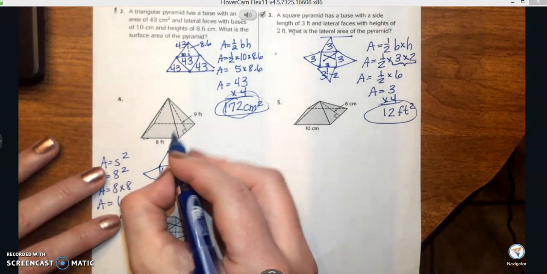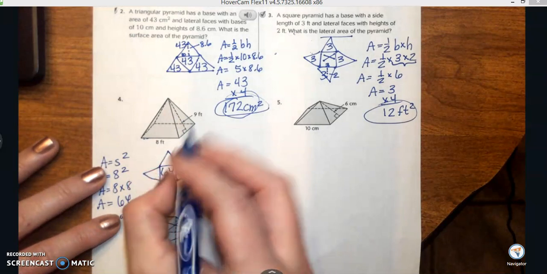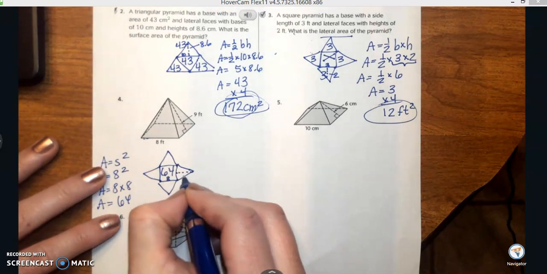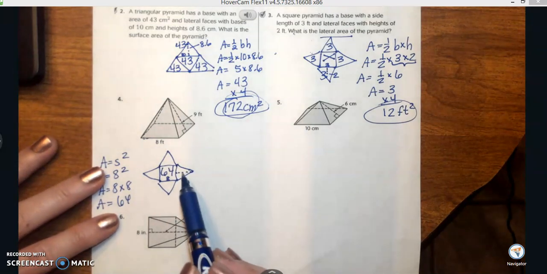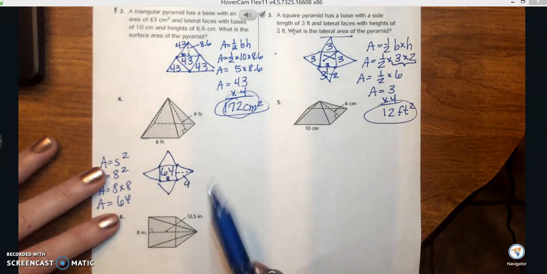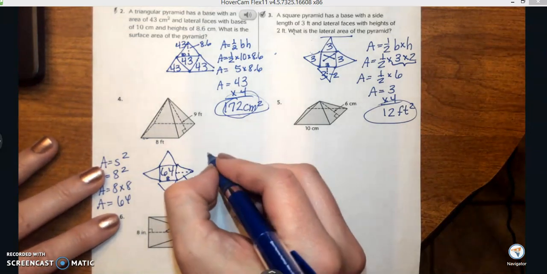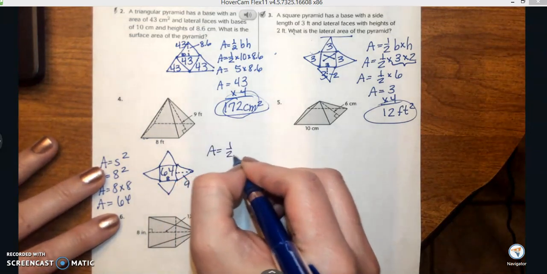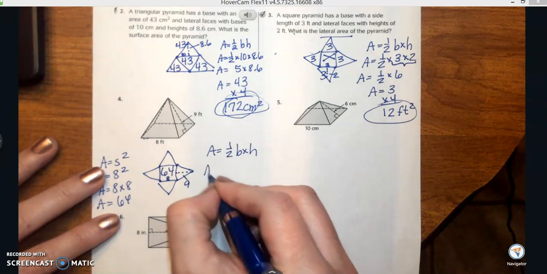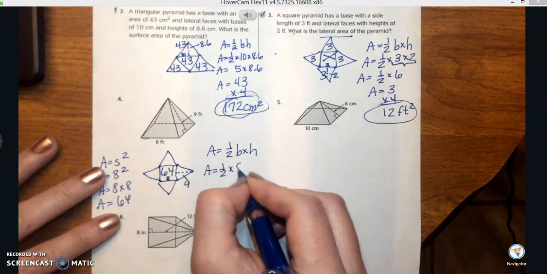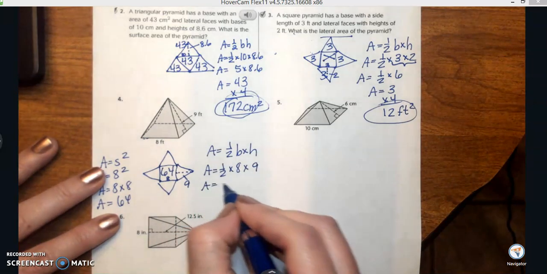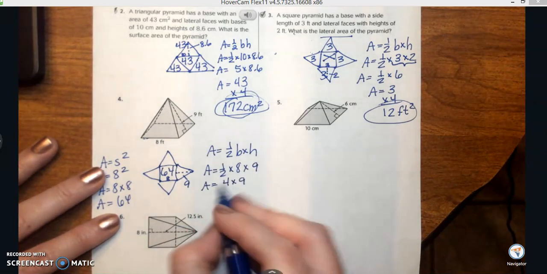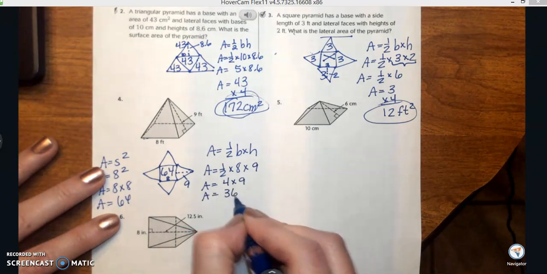So now, notice that my height for each triangle is 9. And something I didn't say that you need to know is that your height is going to be the same for all of the triangles. They have to have the same height to make a pyramid. So area equals half base times height. So I'm saying half of 8 times 9. Half of 8 is 4. And multiply that by 9 to get 36.